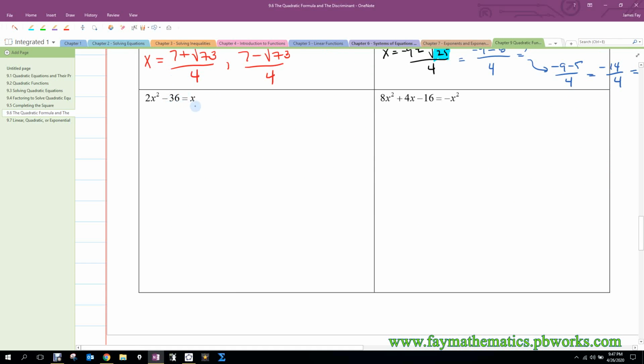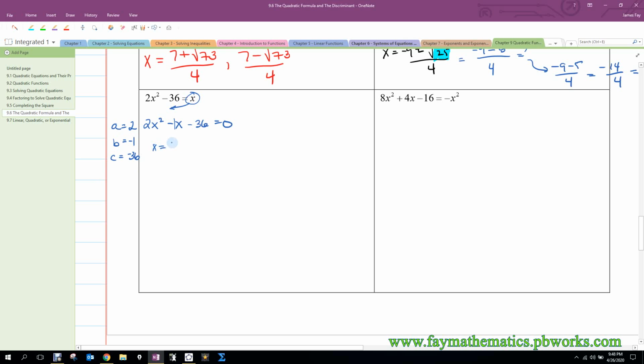This one is very similar to the last one, except now, instead of just a constant here, it's a variable. But remember we need to have these in descending order. So we do something like that. My A term is +2. My B term is that number right there, so it's a -1. And my C is -36.